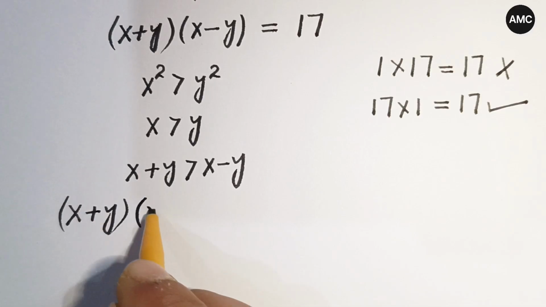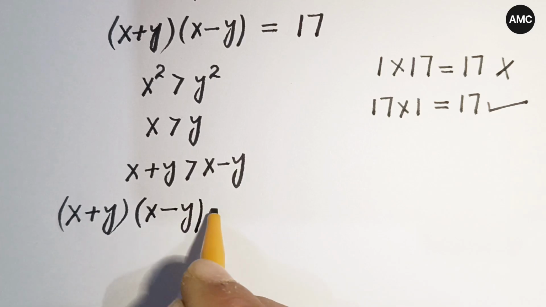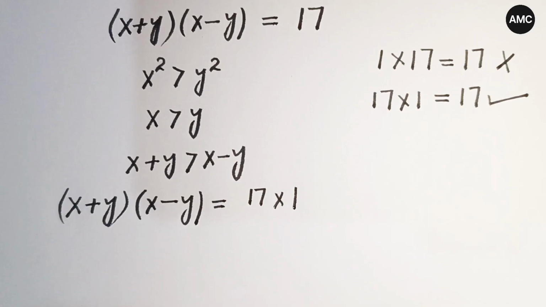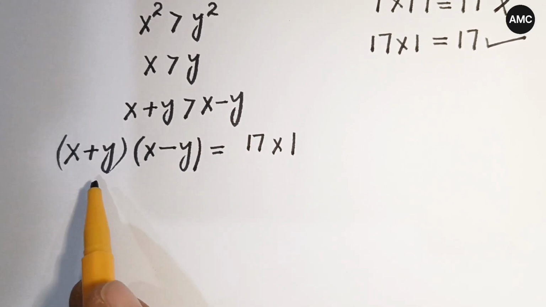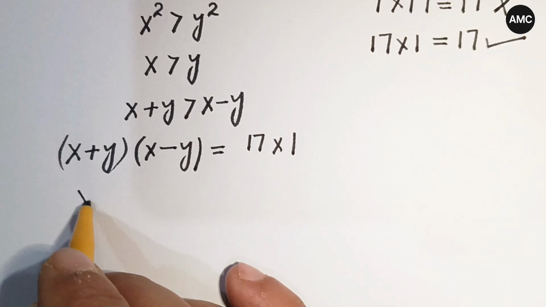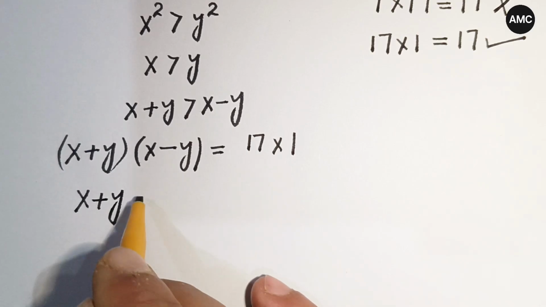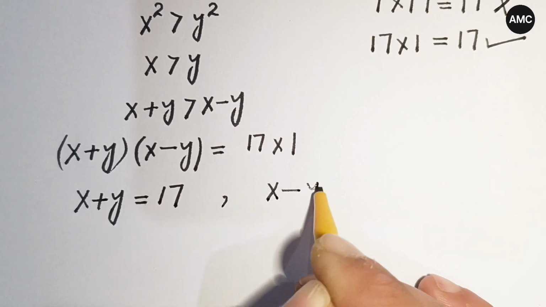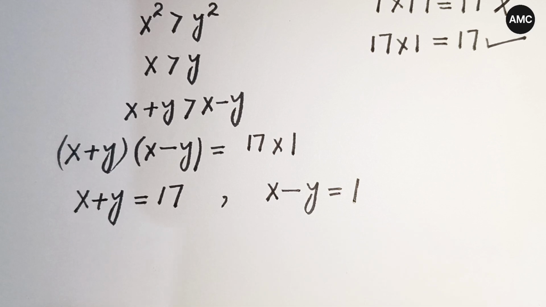Now x plus y times x minus y is equal to 17 times 1. Now our greater factor, which is x plus y, is equal to the greater factor, which is 17. So x plus y is equal to 17 and x minus y is equal to 1. So we get a system of equations here.